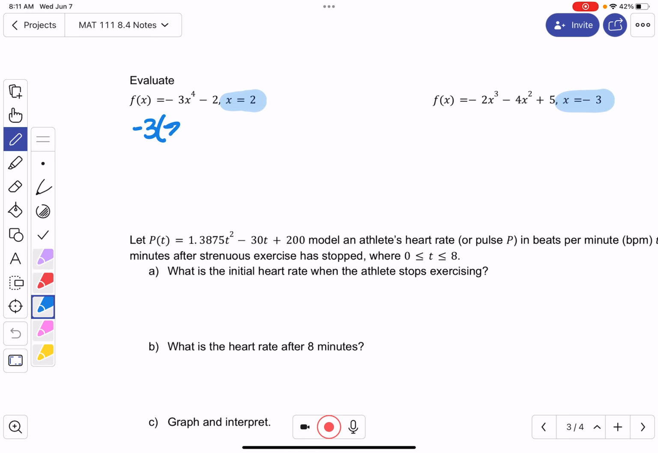Now we want to graph and interpret. So I want to put this equation in our y equals. So in our calculator, we're going to hit y equals. We're going to type that equation in y1.